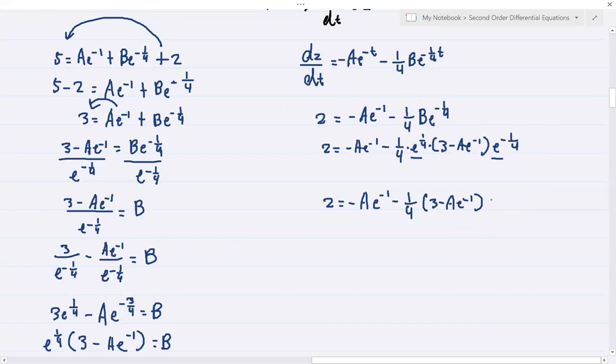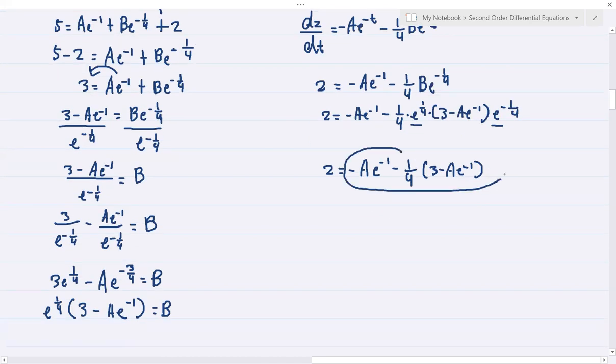Because anything that you're going to multiply by 1, the answer is still anything. So multiply -1/4 times 3 minus ae raised to -1 by 1, the answer is still -1/4 times quantity 3 minus ae raised to -1. Okay, still the same. All right, so now let's find now your a.